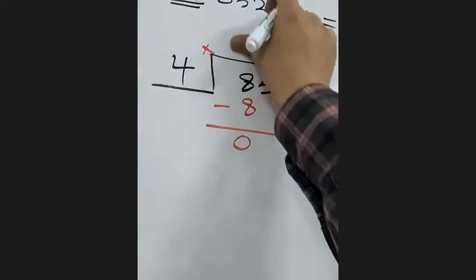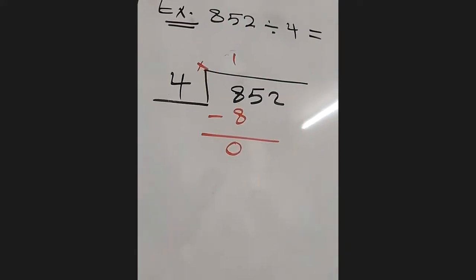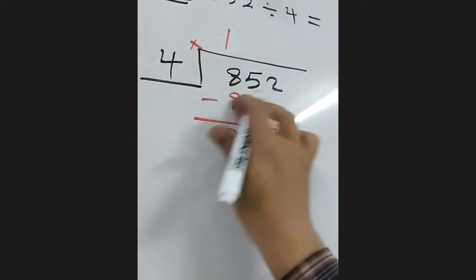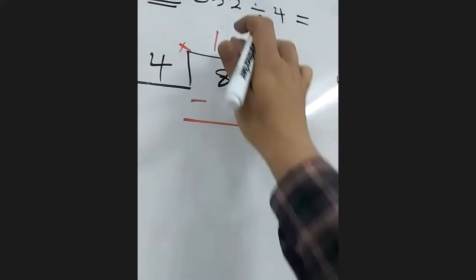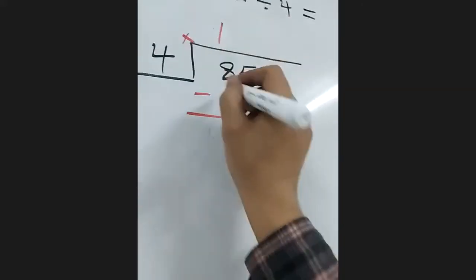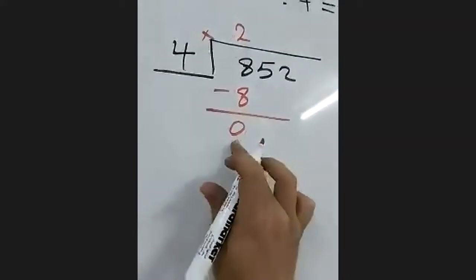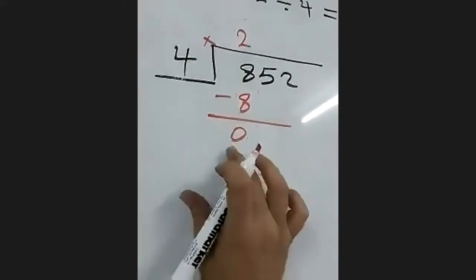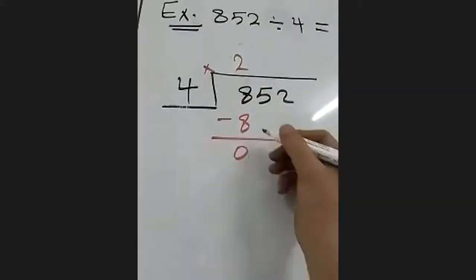For example, if you make a mistake and you put here 1, you will do 1 multiply 4, 4, 8 minus 4. This is not acceptable. The right choice is 2, and multiply 2 with 4, 8. Now 2 times 4 is 8, 8 minus 8 is 0. This number should be less than the divisor, okay? So as soon as this number is less than 4, then our choice here is correct. After I'm done with 8, I'll bring the 5 down.